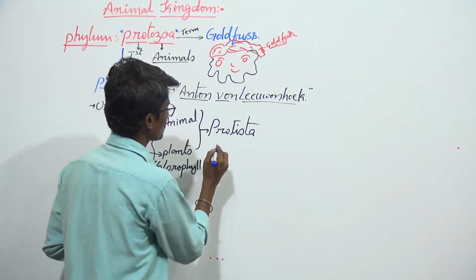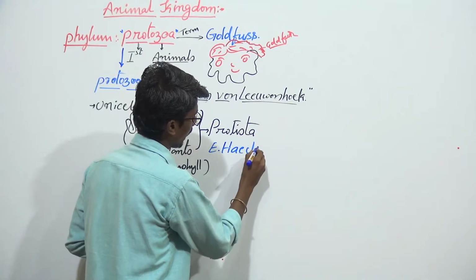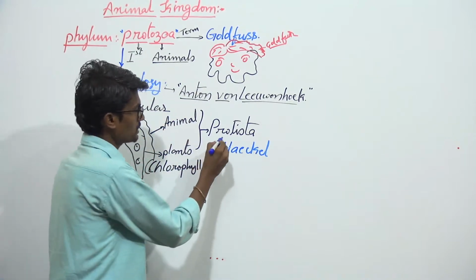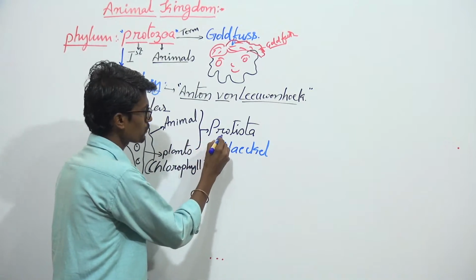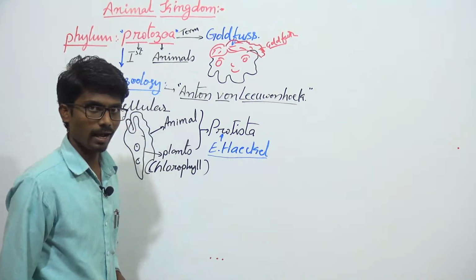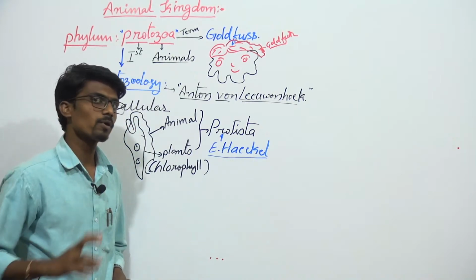His name is Ernst Haeckel. Who is the scientist who grouped these protozoans under Protista? His name is Ernst Haeckel, and this is about the introduction of protozoans.